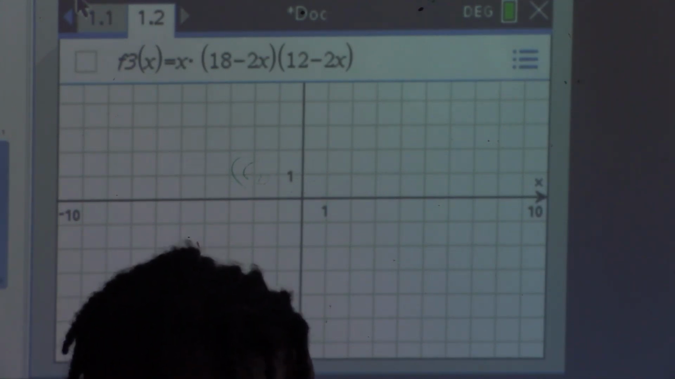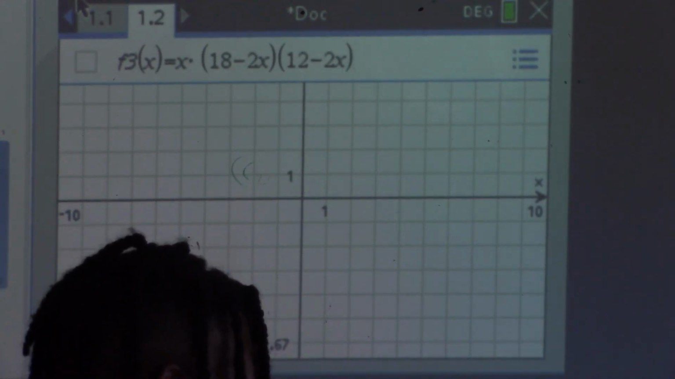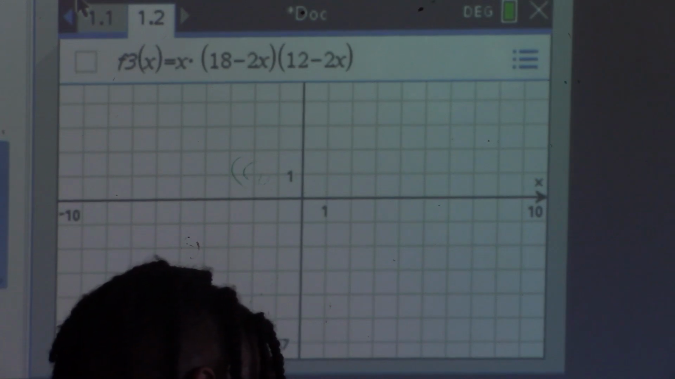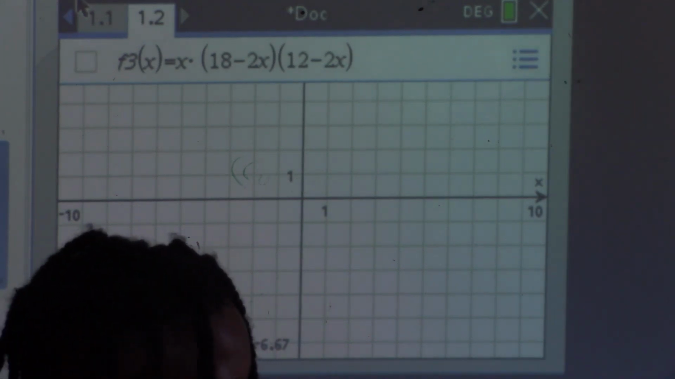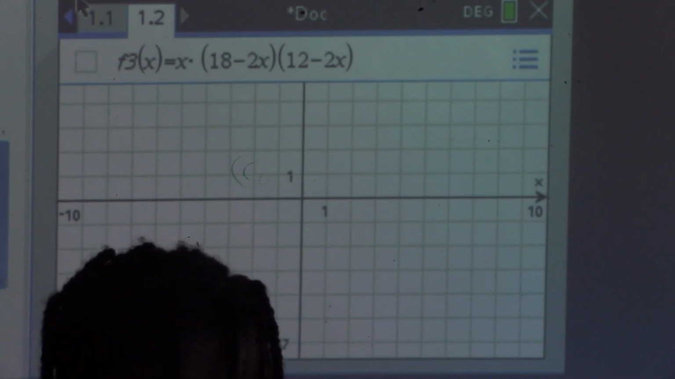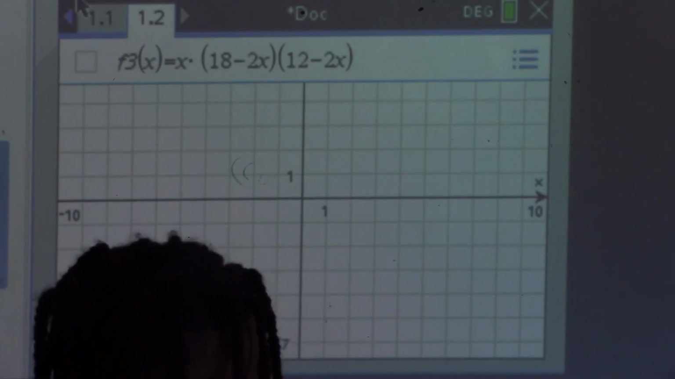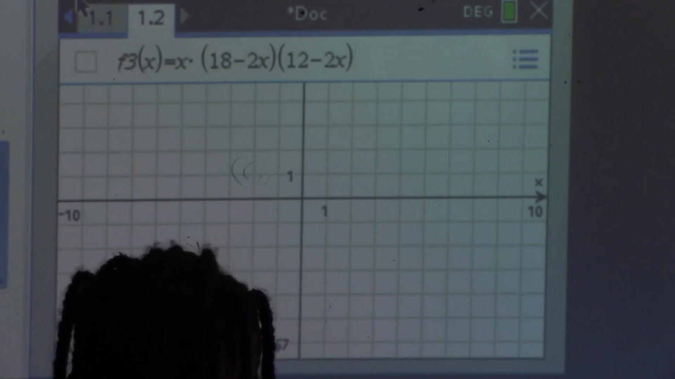You've got to make sure there's that multiplication symbol in there. If you don't, it'll tell you error. I got a straight line. That does not look anything like that equation up here.